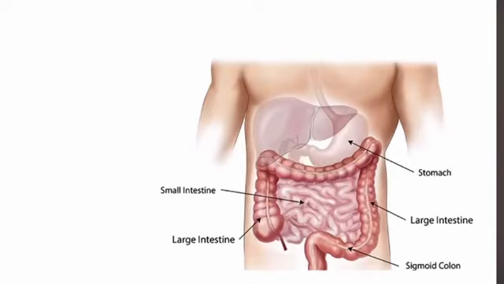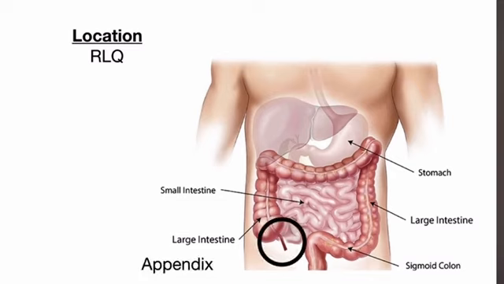Today we're going to be talking about appendicitis. The appendix is a tubular structure that's located in the right lower quadrant of the abdomen at the junction of the small intestine and large intestine. The appendix comes off of the cecum, which is that pouch-like structure at the beginning of the large intestine.